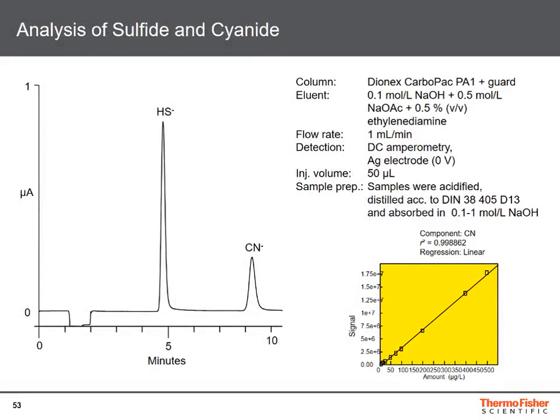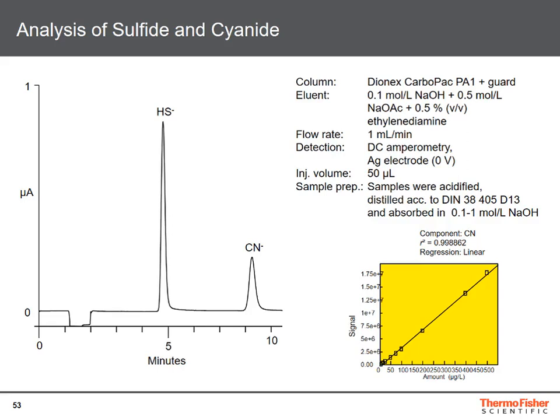A very important example of DC amperometry of inorganic anions is the analysis of sulfide and cyanide. As you can see from this slide, both anions are separated very well on a Dionex CarboPac PA1 column with a high concentration of sodium hydroxide and sodium acetate in the eluent. The mobile phase also contains a small amount of ethylenediamine to chelate ultra traces of transition metals in the mobile phase. The electrochemical oxidation takes place at a silver working electrode when applying an oxidation potential of 0 volts.